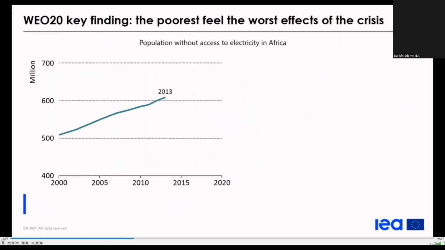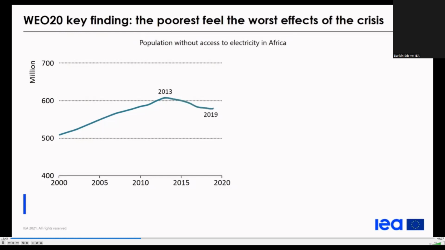Let's have a look at the latest numbers we have at the IEA, collected year after year by looking at every country, the numbers of people with and without electricity. So looking more specifically at Africa, this is what we observed: a rise in the number of people without access to electricity until the year 2013. And this is because every year the demographic growth was outpacing the efforts of the governments to provide more electricity, to extend and densify the grid, or to support rural electrification programs and deployment of mini grids and solar home systems.